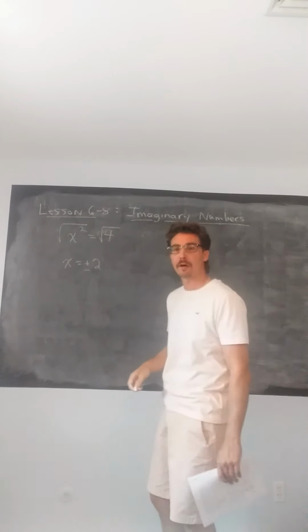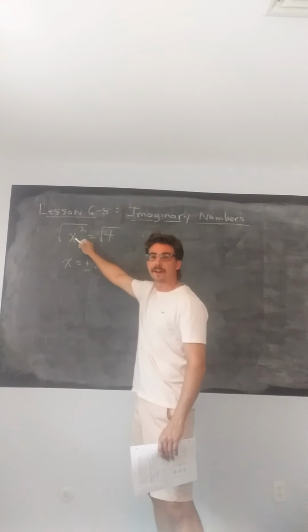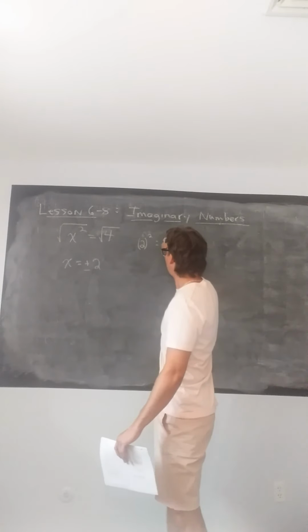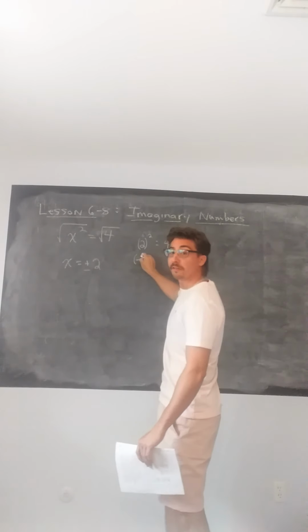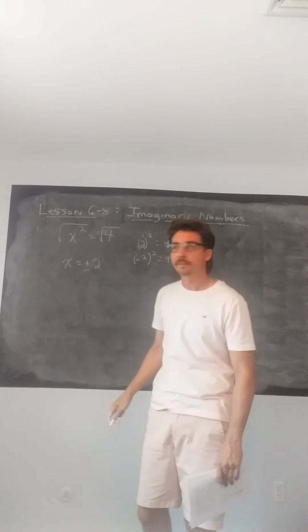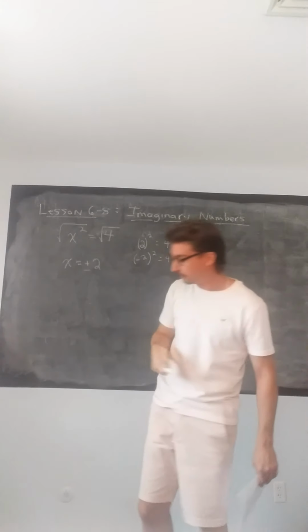And the reason why we call it plus or minus 2 is because if we have x squared, x is your unknown, that could stand for 2 being squared, which gives you 4, but it could also stand for negative 2 squared, because doesn't that also give you 4? So whenever you solve an equation like this, it's going to be plus or minus that number.